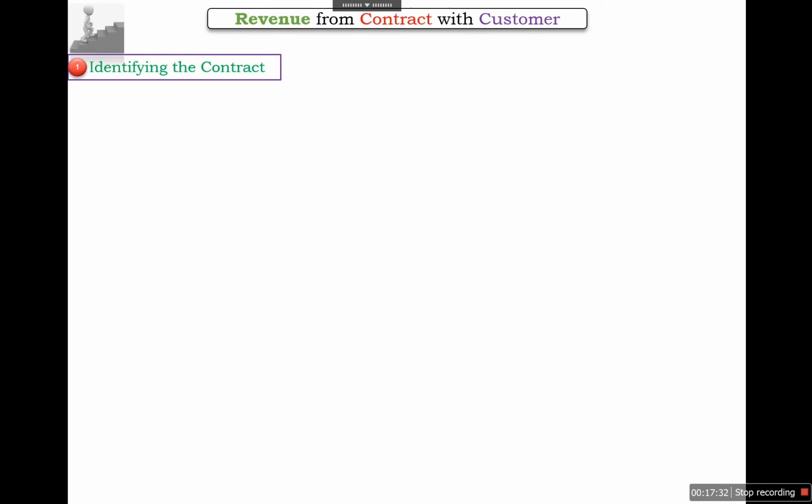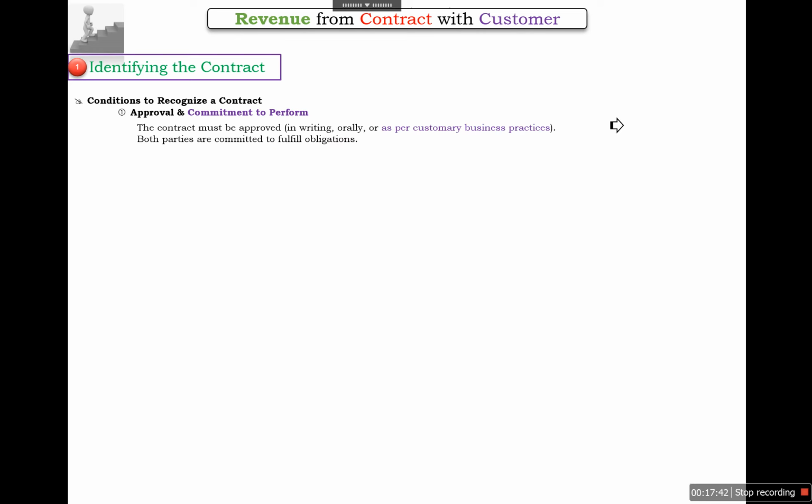Next is about identifying the contract. The condition to recognize a contract is that there should be approval and commitment to perform. The contract must be approved. It may be oral, written, or as per customary business practice. Both parties should be committed to fulfill the obligation only then Ind AS 115 will be applicable. So this is the first condition.